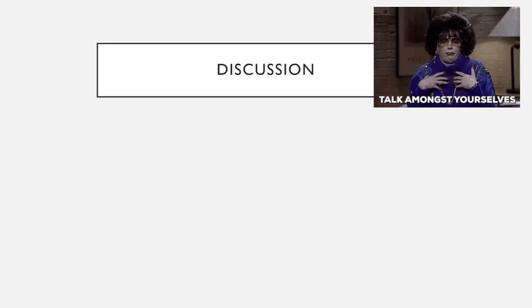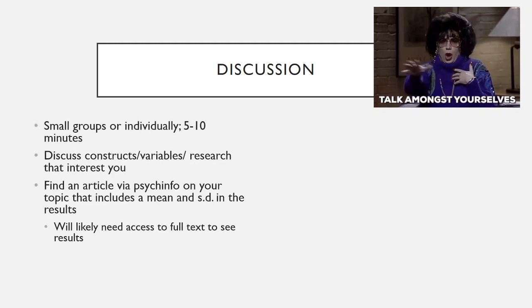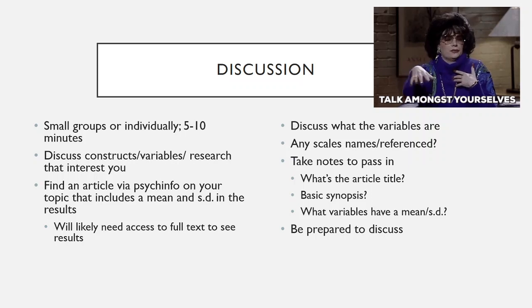So the discussion that you would want to engage in if you choose this prompt for your weekly discussion post is to think of some variables that interest you and find a PsycInfo article that includes a mean and standard deviation in the descriptive statistics. Likely you'll need to see full text because this information would probably only be in the results section. But once you've got a full paper available to you, check out the results section or the procedure section, materials section. It'll be somewhere there in the middle. Try and find a variable that has a write-up including a mean and standard deviation together, and then just take some notes on what the variables were.